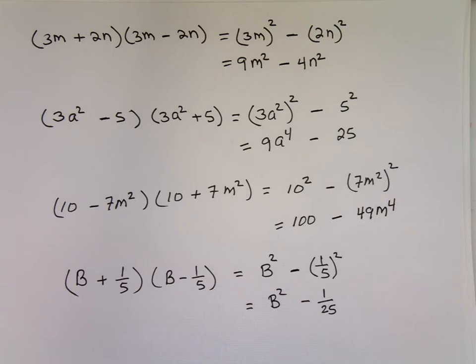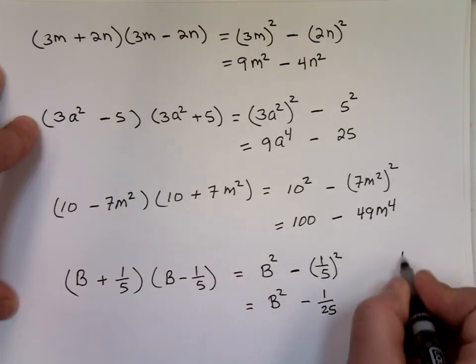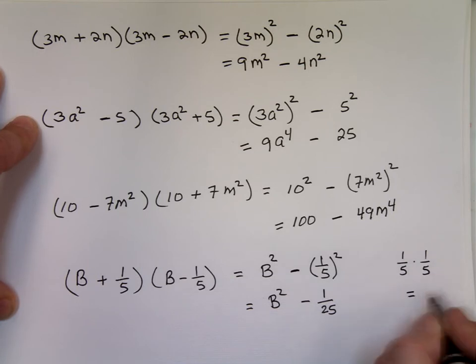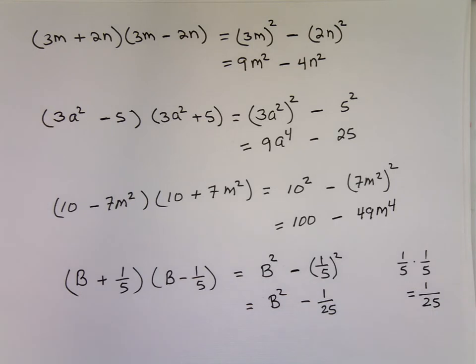The way you multiply 1/5 times 1/5: the top times the top, 1 times 1 is 1. The bottom times the bottom. So b squared minus 1/25. Well, this is actually 0.2 times 0.2 is 0.04. 1/25. Okay.